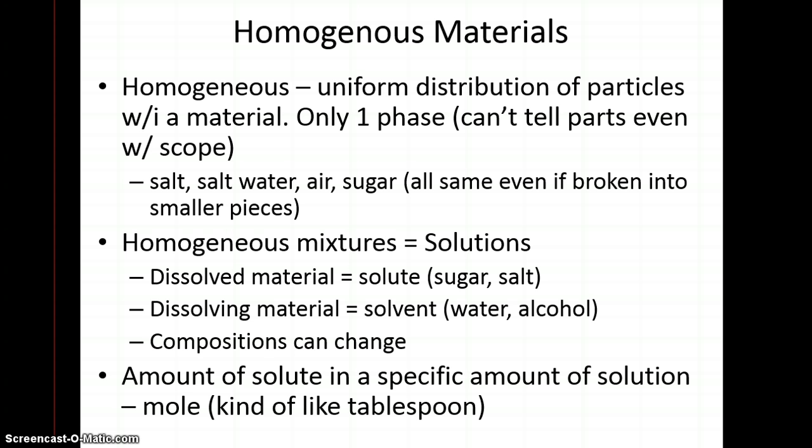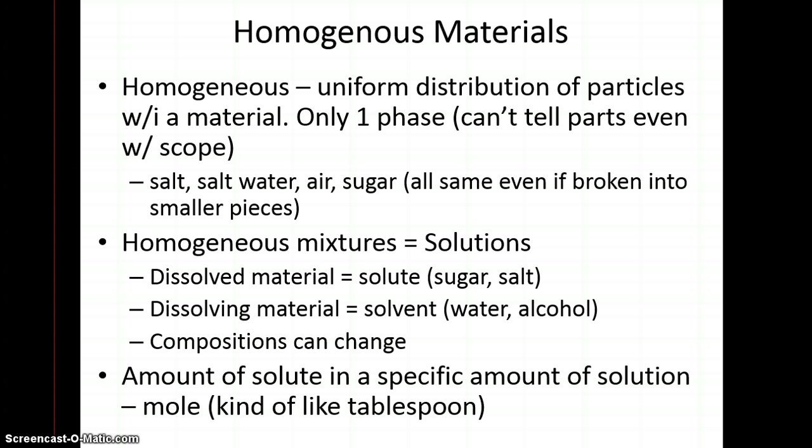Homogeneous mixtures, aka solutions. You could use the word homogeneous mixtures, you could use the word solutions, it's going to mean the same thing. Again, they're homogeneous. You cannot tell the difference between the different parts. With a solution, aka homogeneous mixture, you have the dissolved material known as the solute: sugar, salt, flour. You have the dissolving material, which is known as the solvent, which could be water or milk.